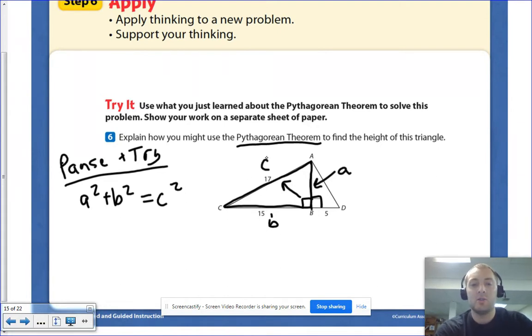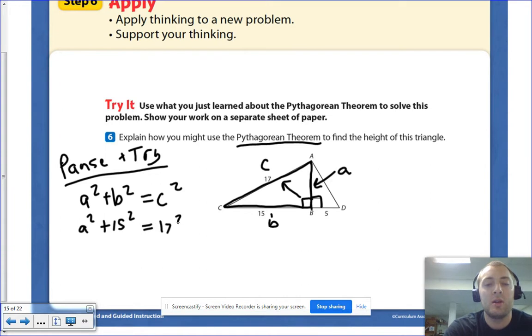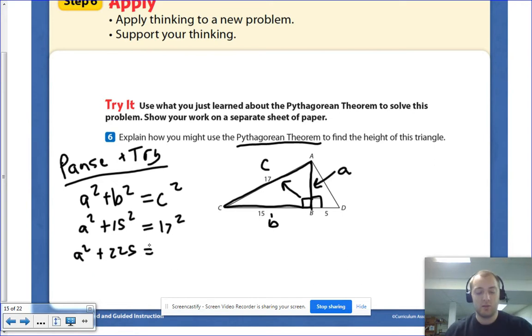So if I plug them in, I am missing A, so I have a squared still there, plus 15 squared equals 17 squared. And I know some Pythagorean triples, and if you know this one, I think this is going to be a Pythagorean triple. I think it's going to be a whole number. But let's check it out. Let's try 15 squared. 15 times 15, 225. So a squared plus 225 equals 17 squared. Check that on a calculator. 17 times 17. I got 289.